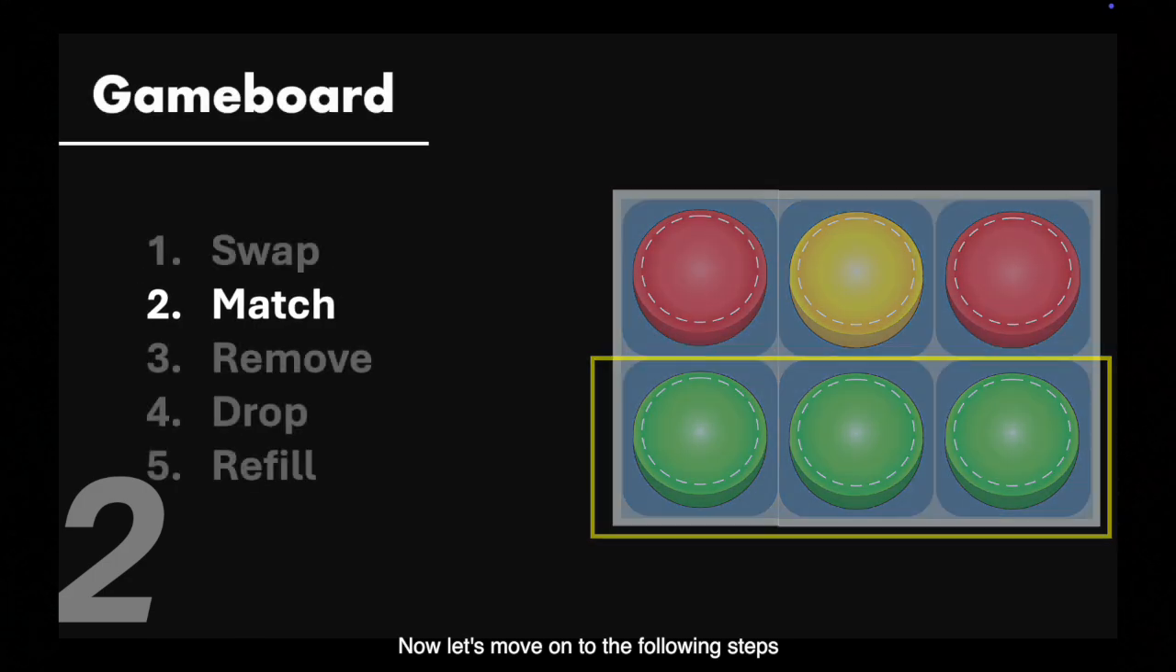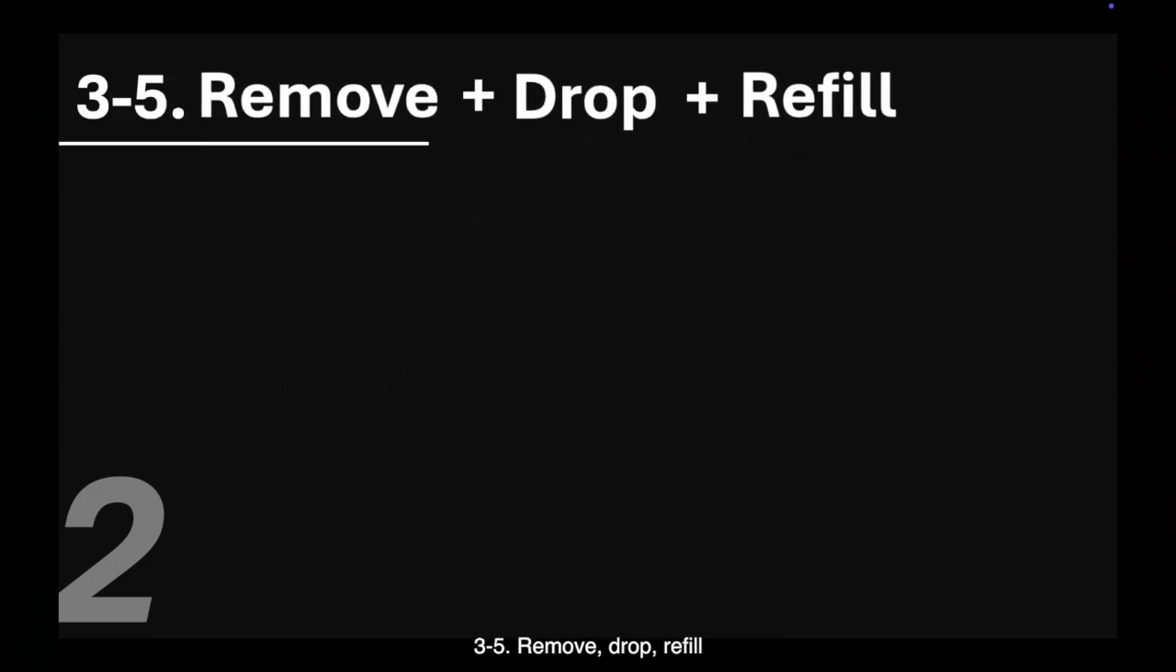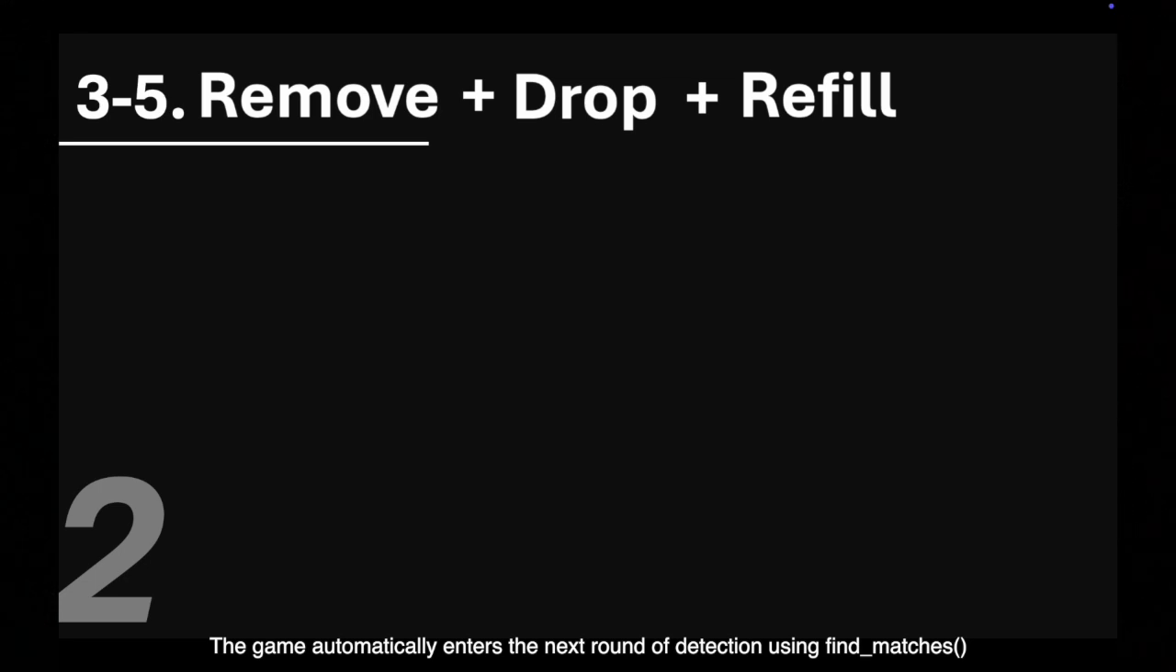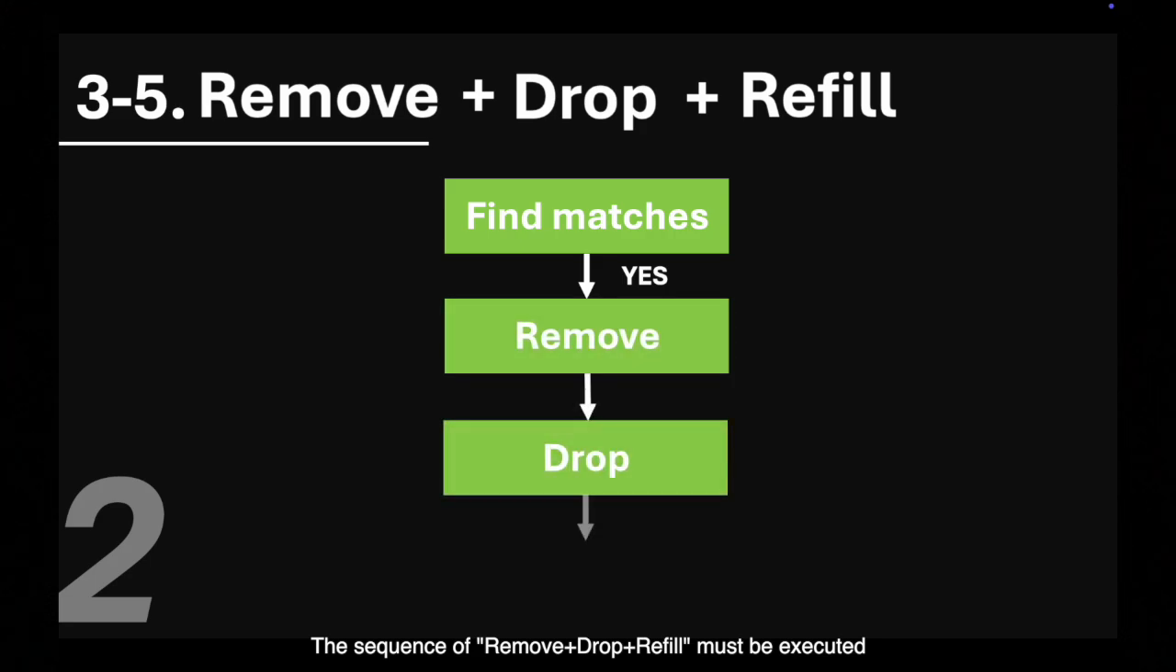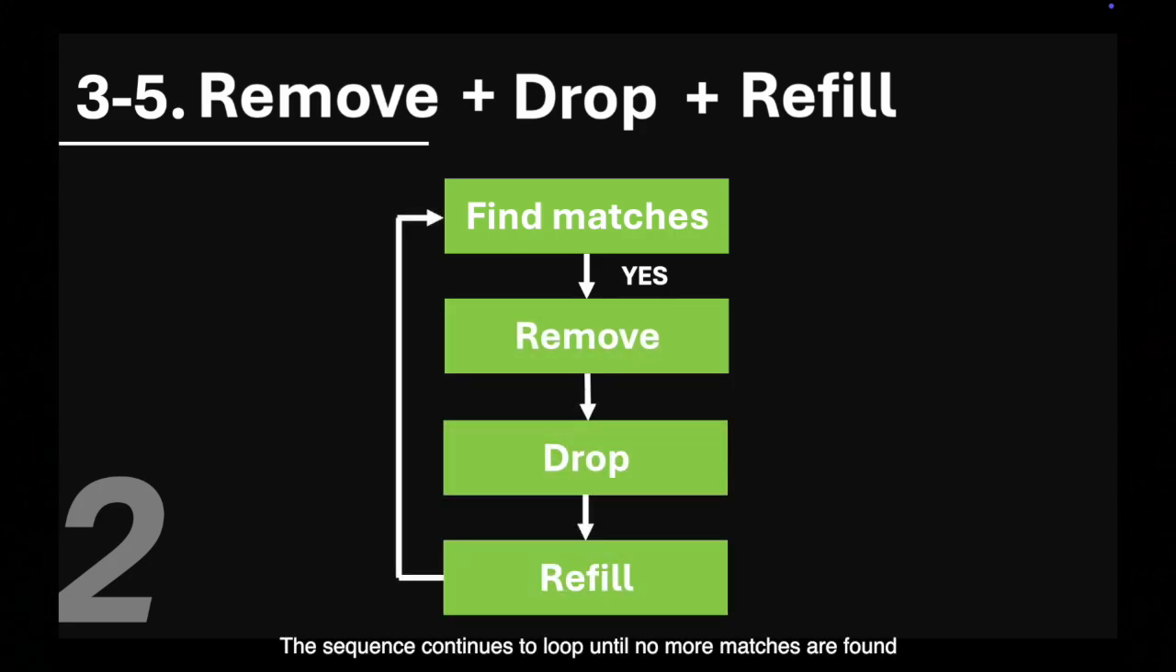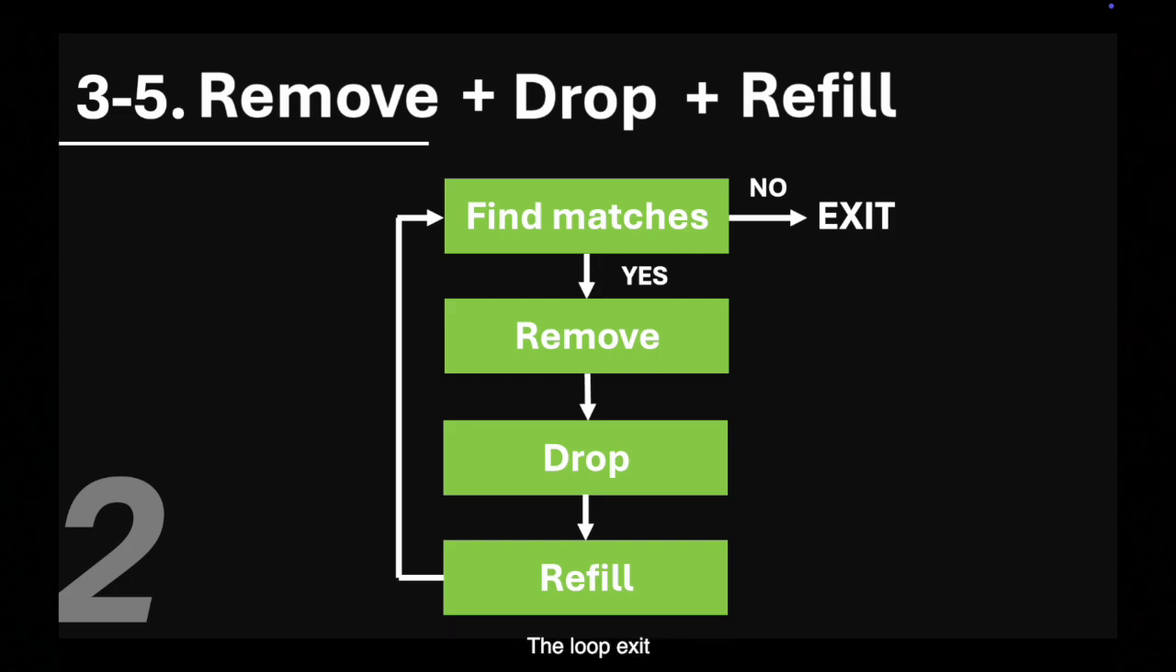Now let's move on to the following steps. 3 to 5: remove, drop, refill. Steps 3 to 5 form a repeating loop. That is, once matched candies are eliminated, the game automatically enters the next round of detection using findMatches. If the newly updated board contains 3 or more aligned candies, the sequence of remove, drop, refill must be executed. The sequence continues to loop until no more matches are found. If there are no aligned candies, the loop exits.